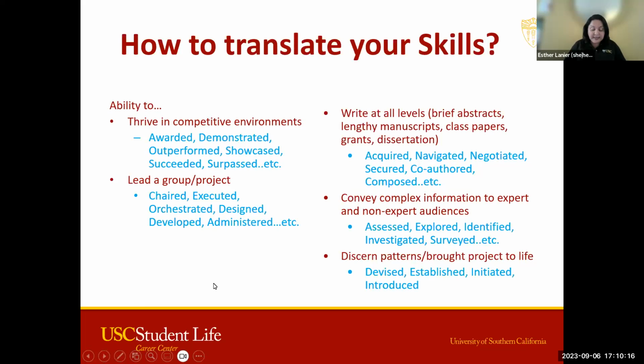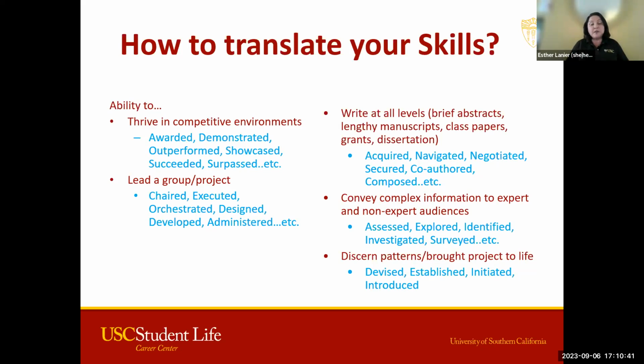So how do you translate your skill set? When I think of transferable skills, it's the idea that you are bringing experiences or competencies from various different environments into your new interest of organization and opportunities. So it's really how you're able to convey that particular skill set to the employer.